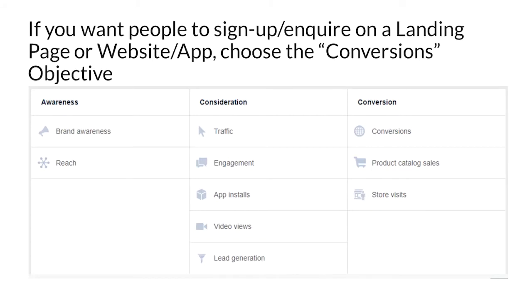You could also choose conversions as the campaign objective for lead generation. You choose conversions when you are driving your target audience either to a landing page or to a website, which means you want them to take specific action not on Facebook but on your website or on your mobile app.